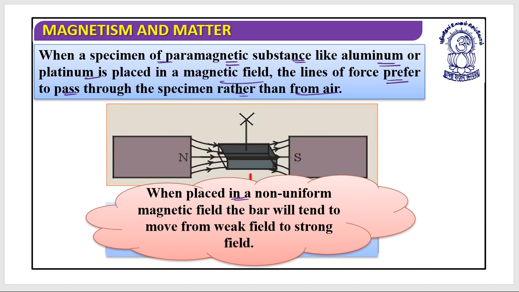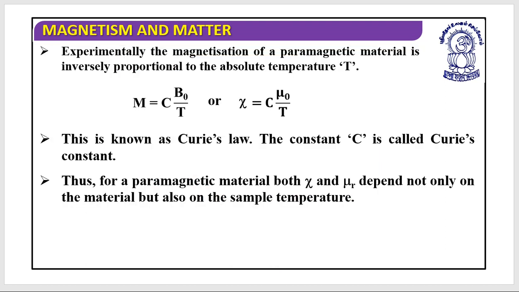So when they are placed in a non-uniform magnetic field, this bar will tend to move from a weak field to a stronger field. Yes, it will tend to move from the weak field to the strong field. I hope this is clear. When it was a diamagnetic substance, they tended to move from a stronger field to a weaker field. Yes.